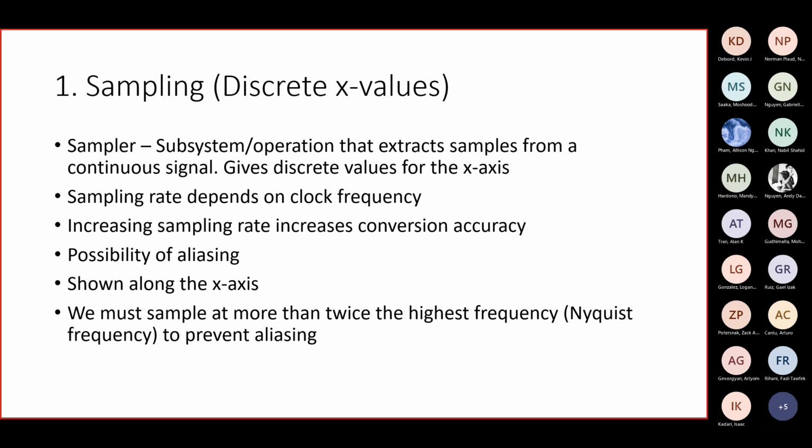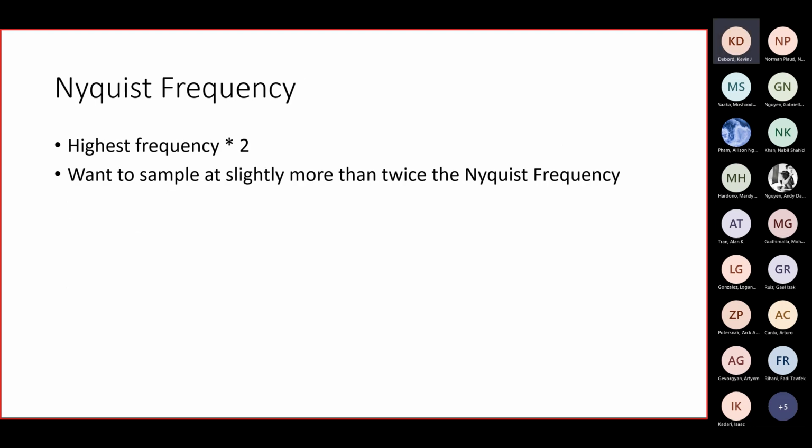That's very important. If you get stuck on your exam and you don't know what to do, and you're given a little analog graph, just start with the x-axis and plot those discrete points. And then we must sample at more than twice the highest frequency. That's the Nyquist frequency, to prevent aliasing, right? I think you guys even did this in class for review. I was not there. The highest frequency times 2, very, very simple.